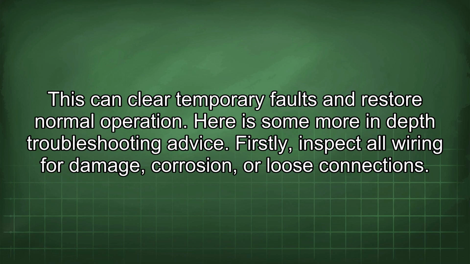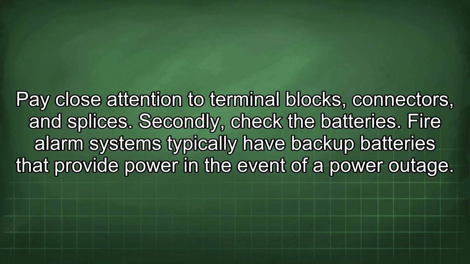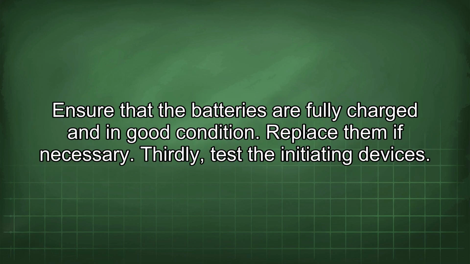Here is some more in-depth troubleshooting advice. Firstly, inspect all wiring for damage, corrosion, or loose connections. Pay close attention to terminal blocks, connectors, and splices. Secondly, check the batteries. Fire alarm systems typically have backup batteries that provide power in the event of a power outage. Ensure that the batteries are fully charged and in good condition. Replace them if necessary.